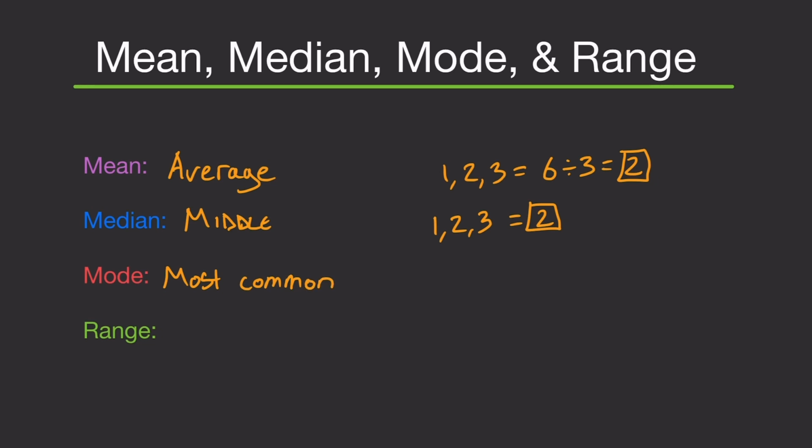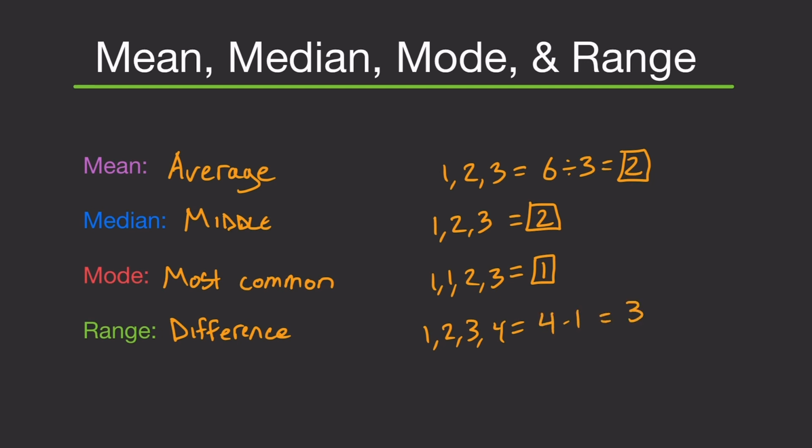And if I had the data set 1, 1, 2, and 3, the most common number would be 1. Range is going to be the difference between my smallest number and my largest number. So in this case, if I had 1, 2, 3, and 4, I would do 4 minus 1, which would just give me 3.